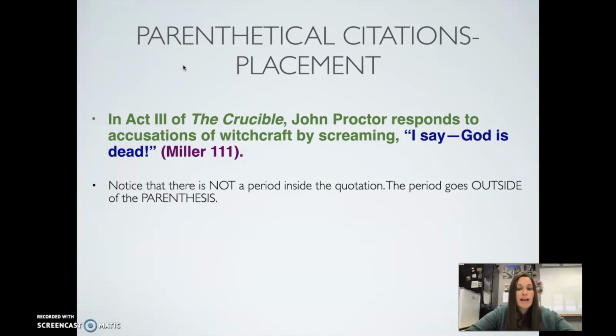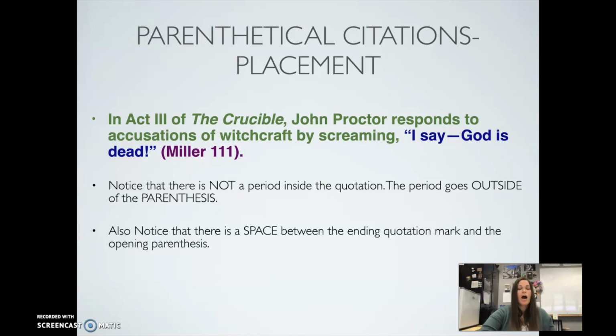Notice that there is not a period inside the quotation. The period goes outside of the parentheses. However, in this quote, I have an exclamation mark, okay? If your quote has a question mark or an exclamation mark, you can include it with the quote. But if it just has a period, leave the period out and put it at the very end after the parenthetical citation. Also notice that there is a space between the ending quotation mark and the opening parentheses.